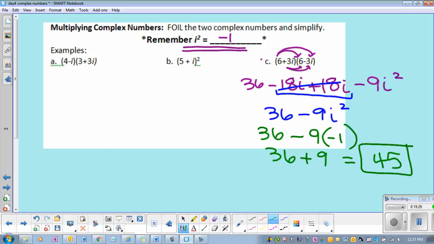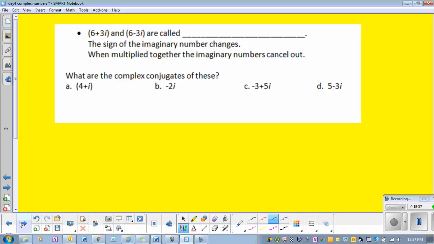Isn't that cool? I'm not even making this up. This is really cool. This would be an awesome April Fool's prank. So the reason why I did that one is because 6 plus 3i and 6 minus 3i are called complex conjugates.